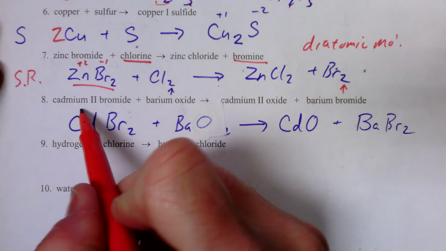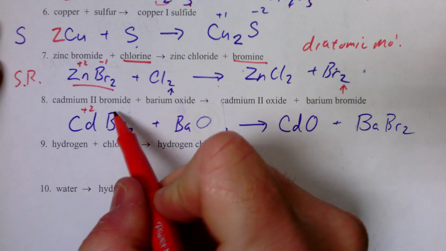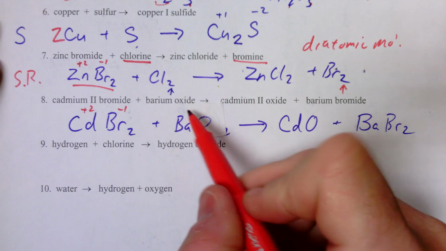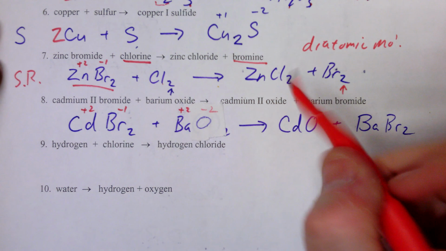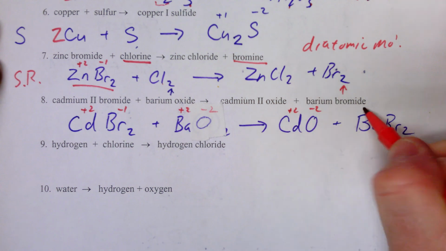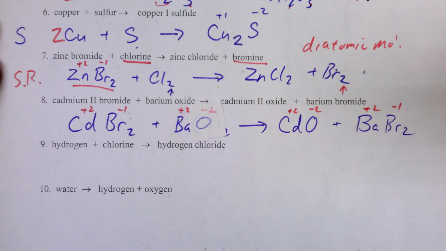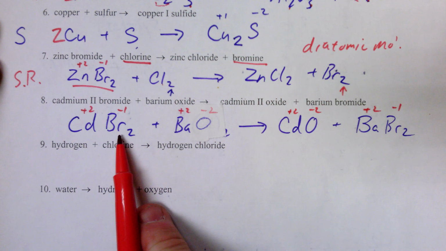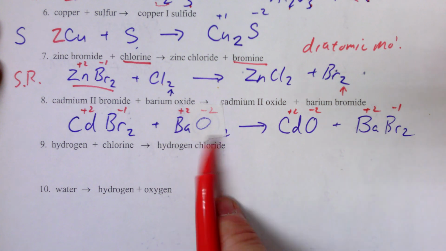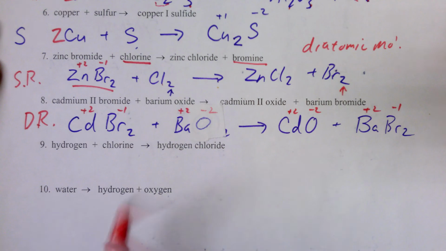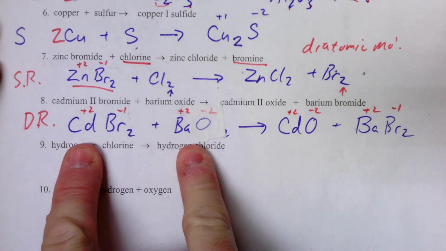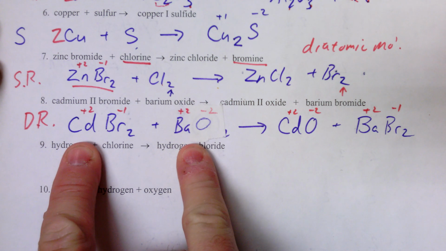All right, so here we got cadmium 2. That means its charge number is 2. Bromine's a cross and drop. Barium's a +2. Oxygen's a -2. So this is what we wind up with here. But this is already balanced. 1 cadmium, 1 cadmium. 2 bromines, 2 bromines. 1 barium, 1 barium. 1 oxygen, 1 oxygen. This is a double replacement because we have 2 compounds and they're both having something switched. So we got 2, or a double switch going on.